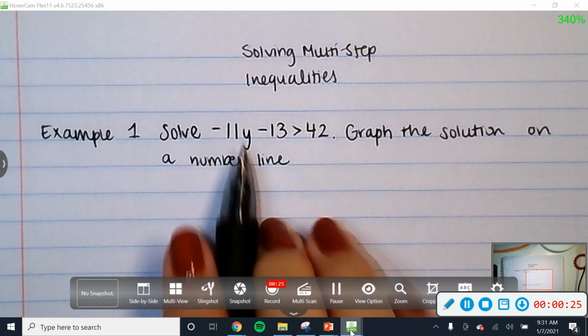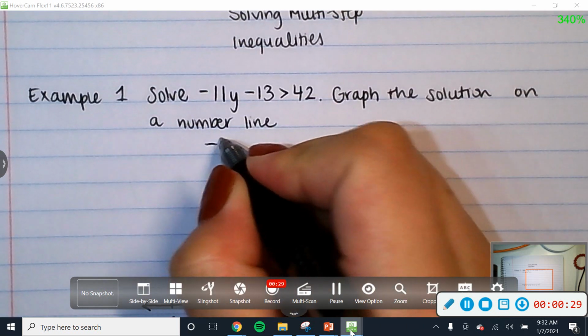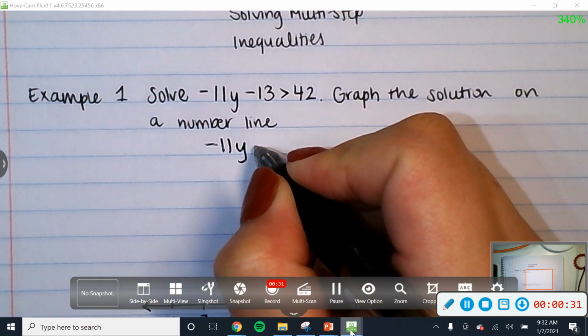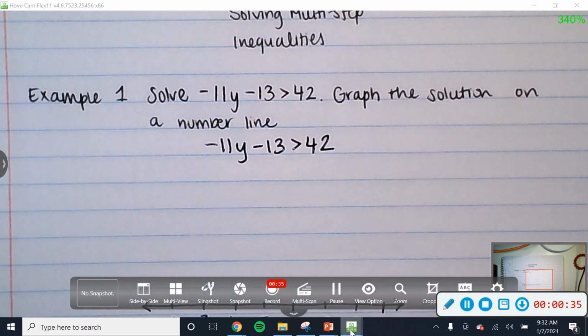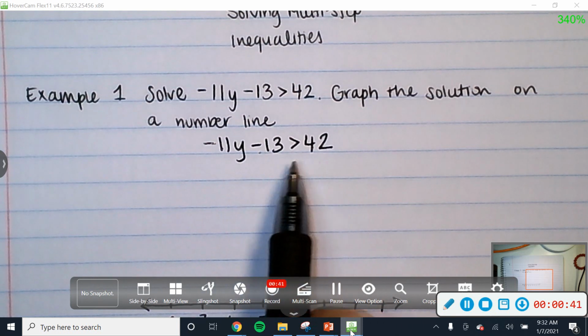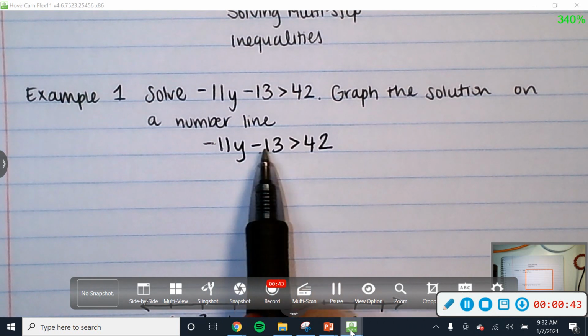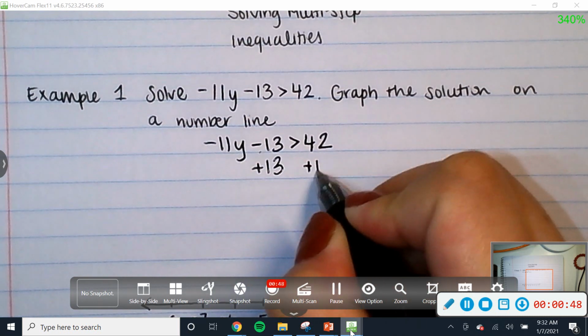So the first thing I'm going to do is write this a little bit underneath here so that we have some space to solve. Negative 11y minus 13 is greater than 42. So just like when we're solving equations, we start with addition and subtraction. So I'm going to add 13 to both sides because this way I can get rid of this negative 13. So I'm going to add 13 to both sides here.